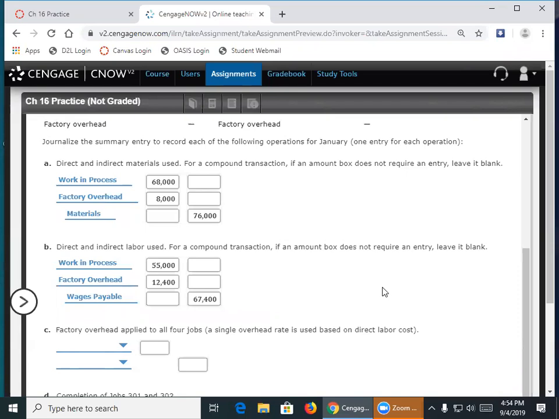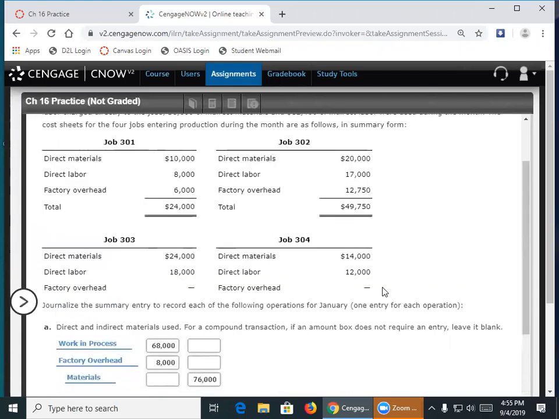And then part C says factory overhead applied to all 4 jobs. A single overhead rate is used based on direct labor cost. Well, they showed us the factory overhead charges for 301 and 302. They don't tell us total direct labor hours for estimated overhead. But we need to calculate overhead for 303 and 304. Any ideas how we might go about that?